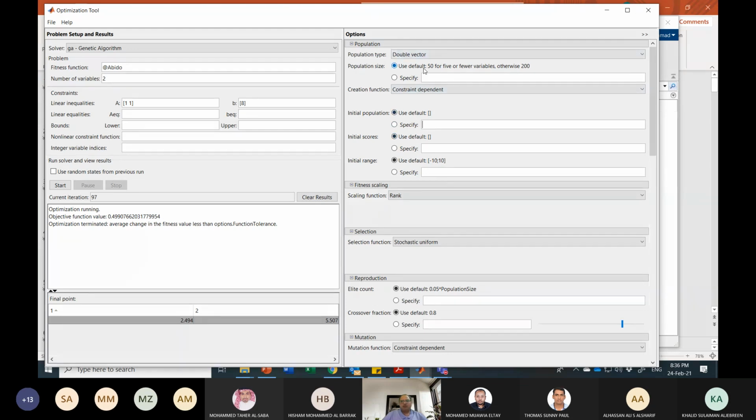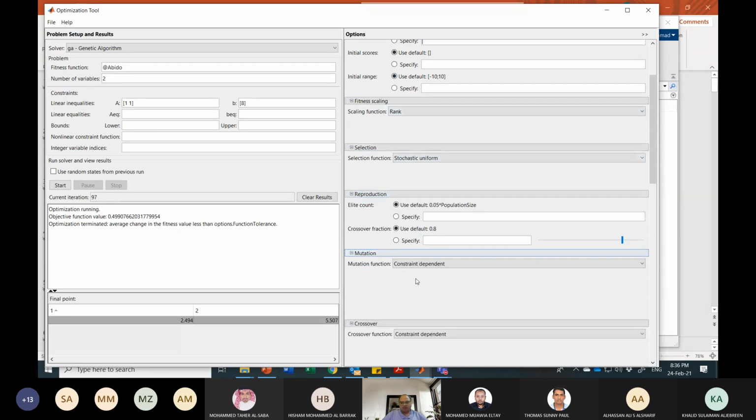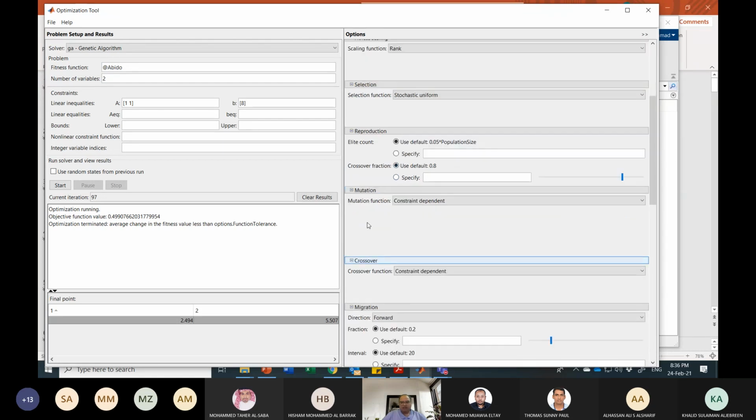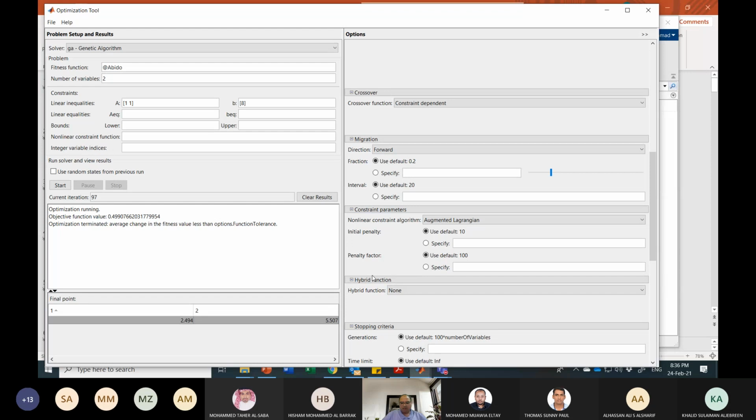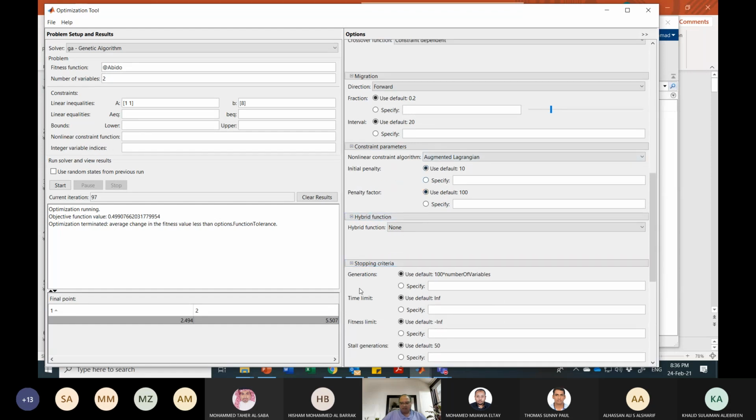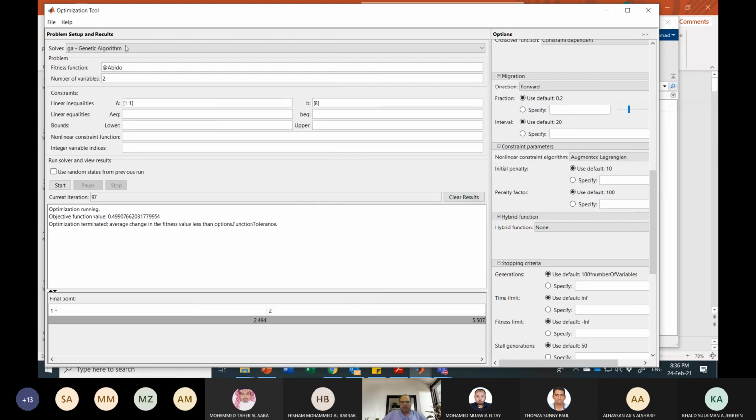You can see here population type, population size. You can specify initial range, selection function, and so on, stochastic uniform. A lot of options, here crossover fraction and elite count if you implement elitism. You can have here the nonlinear constraint algorithm, and there are several defaults. As we mentioned, you can play with it, or you can use the default if it is okay with you.